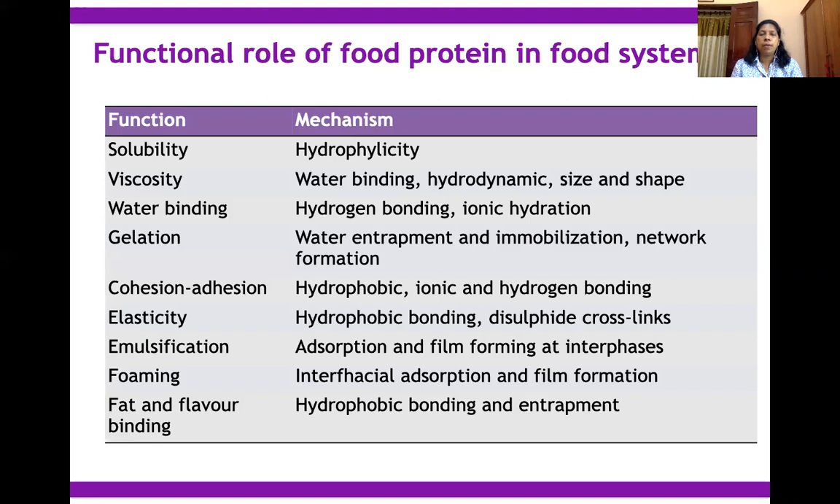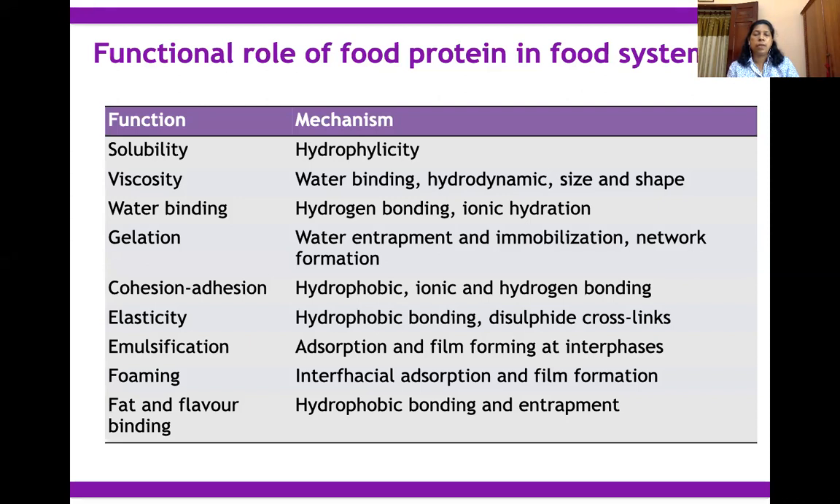Then the hydrophobic, ionic and hydrogen bonding ability of the protein gives the cohesion and adhesion function to the product. Then hydrophobic bonding and disulfide crosslinks give the elasticity function to the food matrix. Adsorption and film forming at interfaces, that ability of the protein gives the emulsification function to the product.